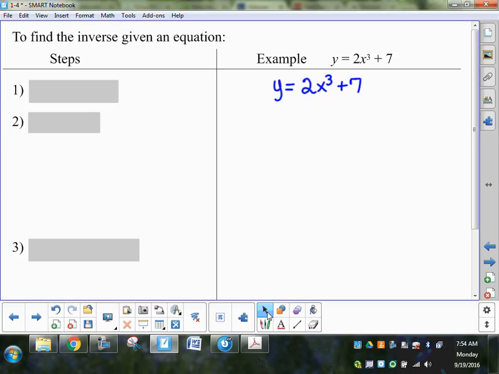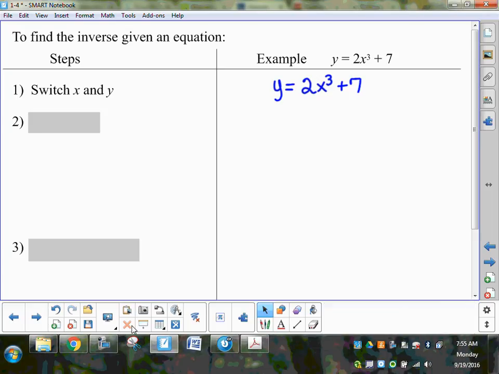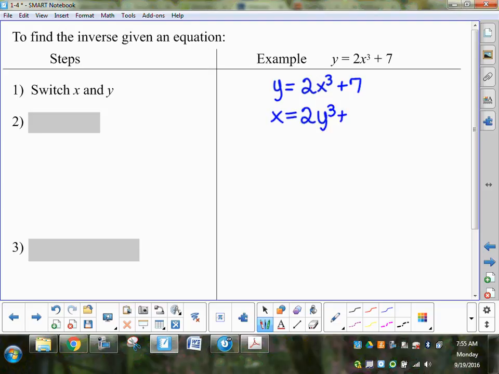Switch the x and y in the original equation. Okay, so let's do that to start. We're going to switch the x and the y in our original equation. So that's our original. Allison L., what is this going to look like when I switch the x and the y? x equals 2y. All right, so we did that. Eli, what would the second step be? What was the second step that you listed out from before? We switched the x and y. What do we do next?